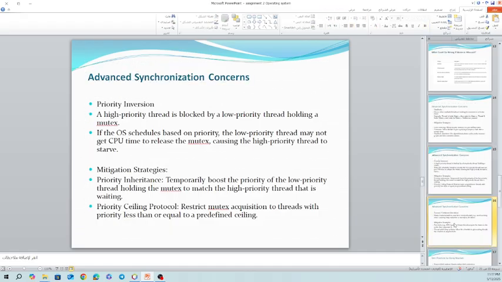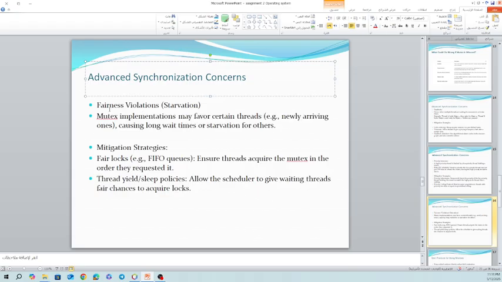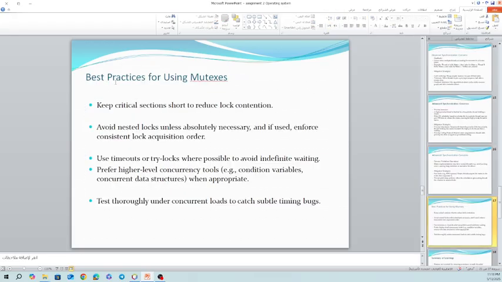Advanced synchronization concerns. Fairness violation: mutex implementations may favor certain threads. Mitigation strategies. Best practices for using mutexes. One, keep critical sections short to reduce lock contention. Two, avoid nested locks unless absolutely necessary, and if used, enforce a consistent lock acquisition order. Three, use timeouts or try-locks where possible to avoid indefinite waiting. Four, prefer higher level concurrency tools. Five, test threads under concurrent loads to catch subtle timing bugs.